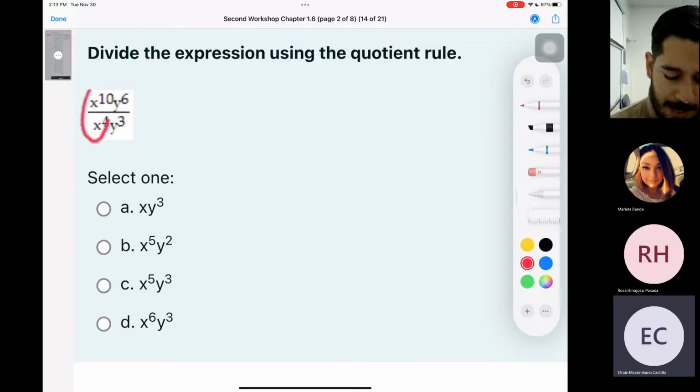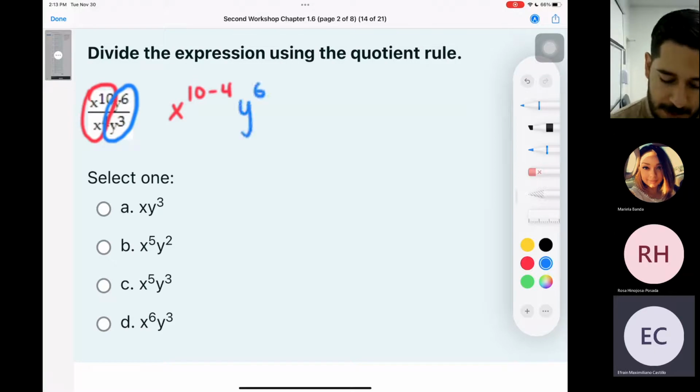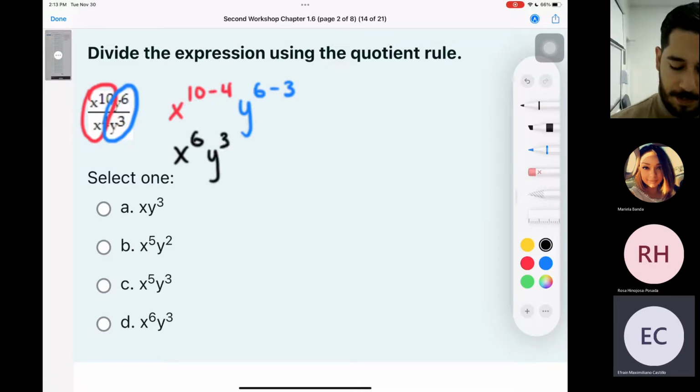I'm going to go ahead and divide the x's first. So that is x to the power of top minus bottom, 10 minus 4. And then I'm going to take the y's, y to the power of top minus bottom. So y to the power of 6 minus 3. Top minus bottom. So that translates into x to the power of 6, y to the power of 3.